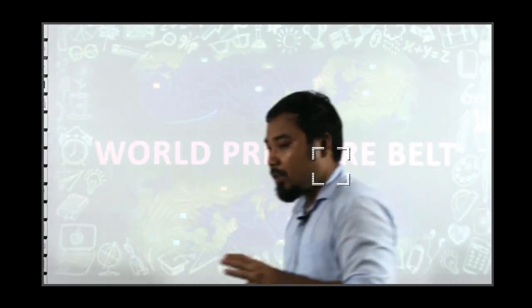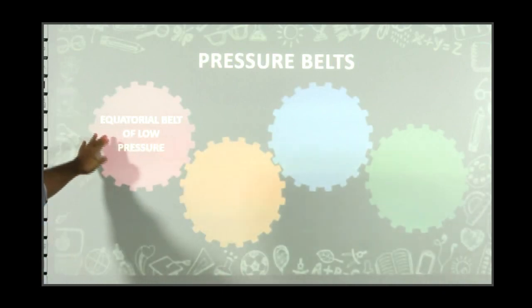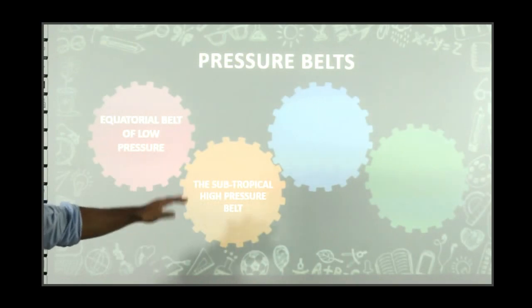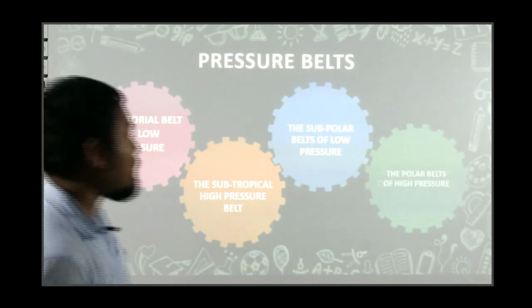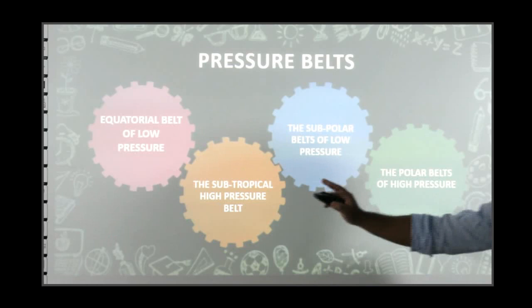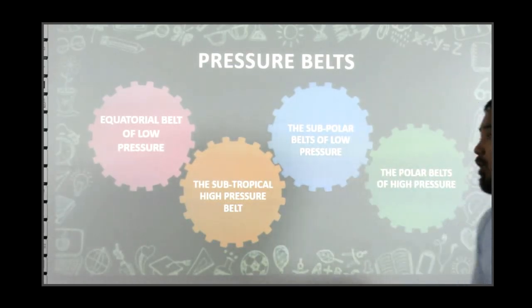Now, let us come to the next topic, that is your world pressure belt. The world is divided into different pressure belts. Let us learn about them. What are the different pressure belts we have? Firstly, we have got the equatorial belt of low pressure. Secondly, the subtropical high pressure belt. Thirdly, the subpolar belt of low pressure. And lastly, the polar belts of high pressure. These are the four pressure belts that are distributed all over the globe. Let us learn about them in detail.